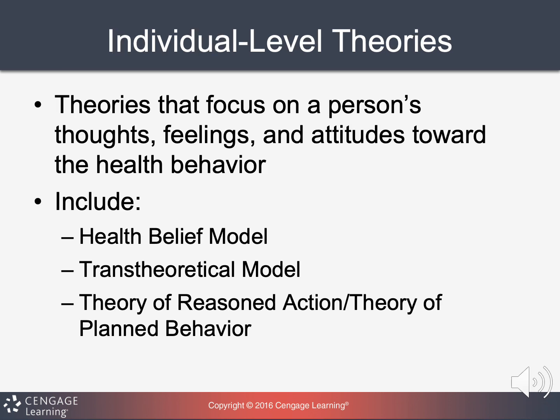Individual level theories, as mentioned before, deal with feelings, thoughts, behaviors, attitudes, genetic information, what they're born with. Some theories that deal with the individual level are the health belief model, the transtheoretical model, and the theory of reasoned action and theory of planned behavior.